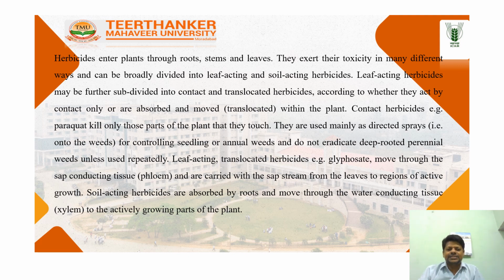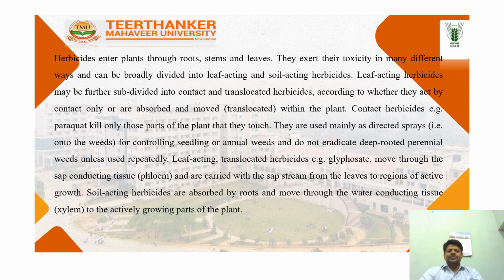Herbicides exert their toxicity in many different ways and can be broadly divided into leaf acting and soil acting herbicides. Leaf acting herbicides may be further subdivided into contact and translocated herbicides, according to whether they act by contact only or are absorbed and translocated within the plant. Contact herbicide example: paraquat kills only those parts of the plant that they touch.